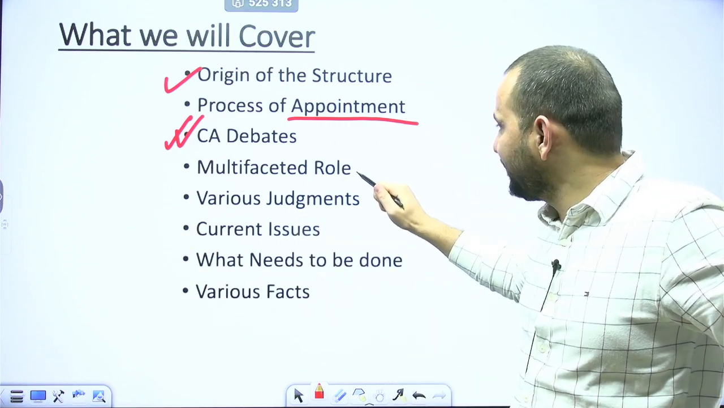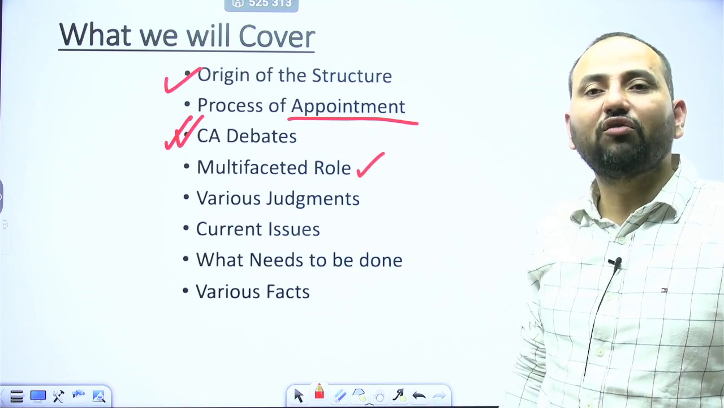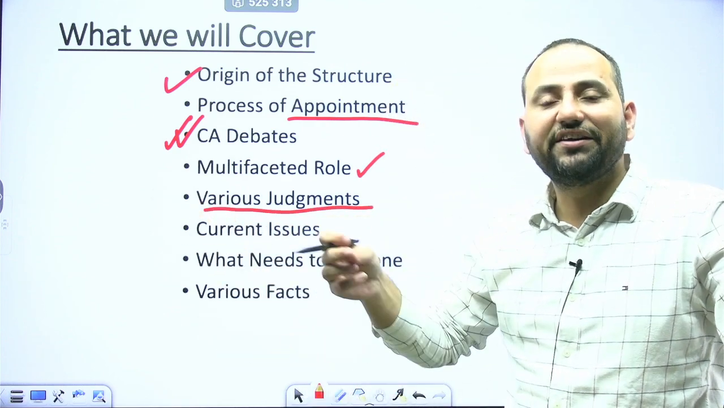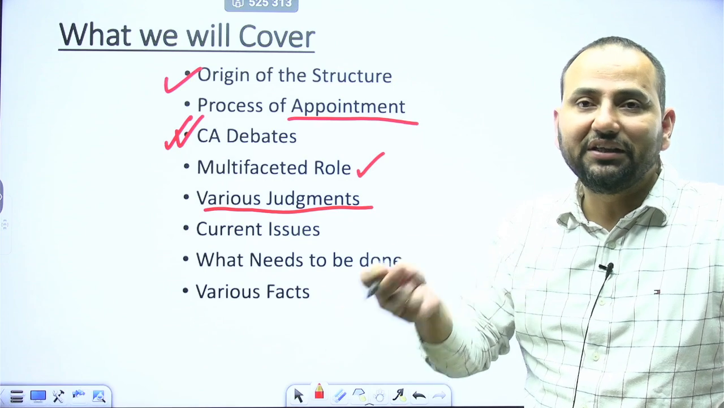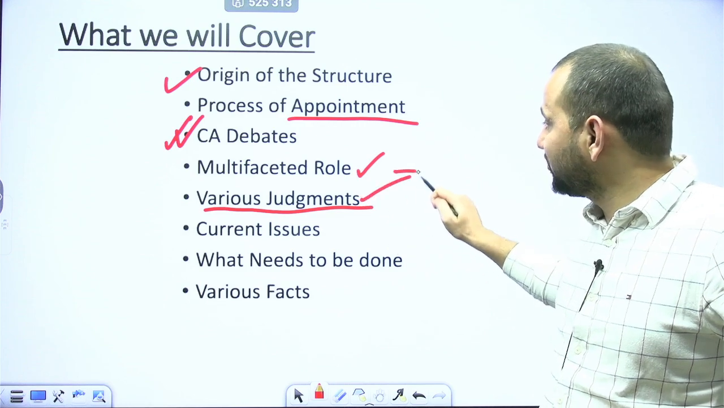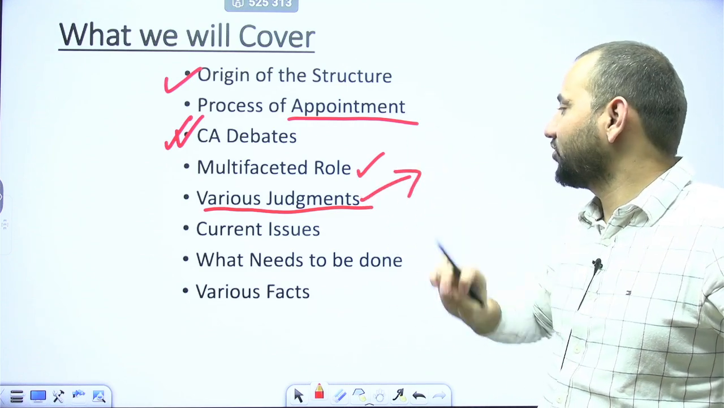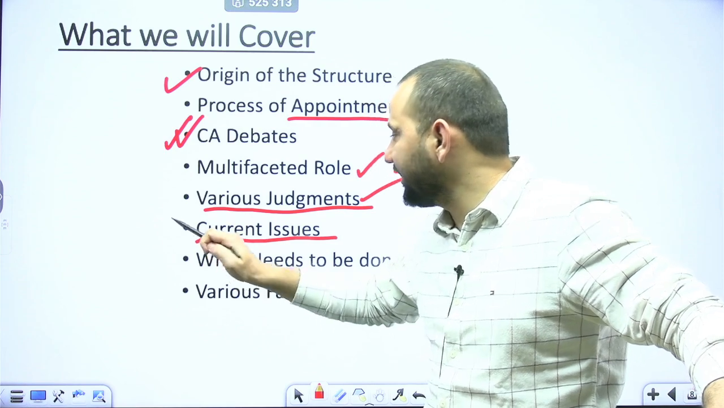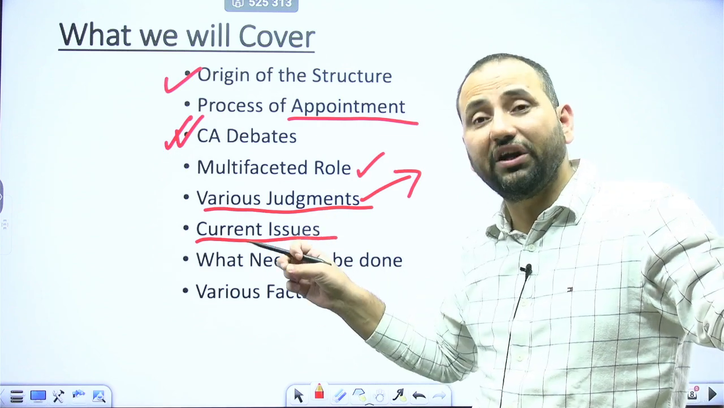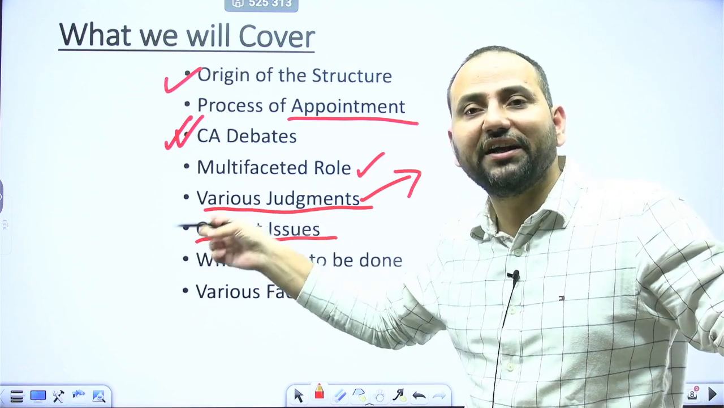We have to understand the multifaceted role of the Office of Governor. Along with this, we have to see various judgments associated with this, either the SR Bommai case or other cases. We have to understand the dimensions associated with the structure of governor. We have to see the current issues due to which we have been seeing the issue of governor in the news again and again.